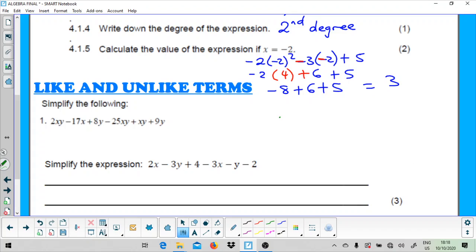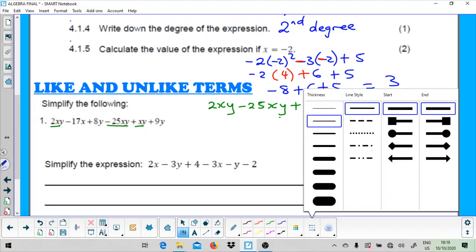For now, I want to just rearrange, putting things that are similar next to each other. So 2xy there, and minus 25xy. Do you see these have got the same things? They all have xy. So I'm collecting things with xy, meaning they are like terms. Okay, I'm done with that. So what else do we have?